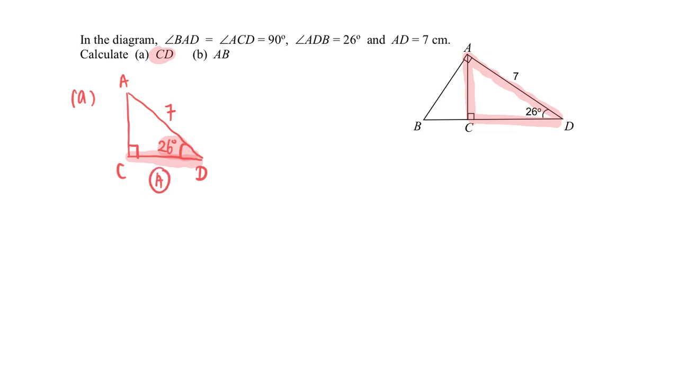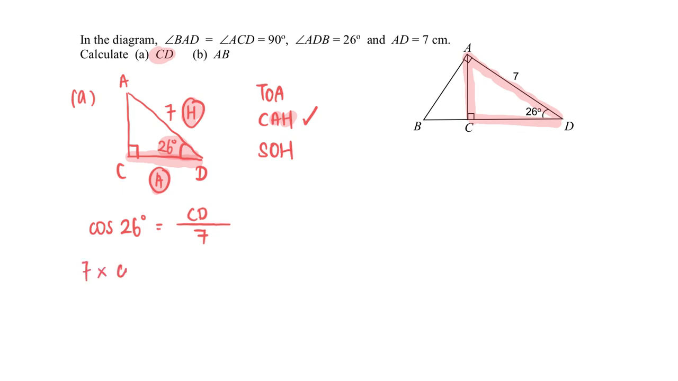This is my A, adjacent side. This is the longer side, H. So given so, I have my A, I have my H. Which ratio do you think we should use? Yes, cosine ratio of 26 degrees is equal to the CD that we are supposed to find over hypotenuse H. And therefore, to find CD, I simply just need to multiply 7 by cosine 26. From here, I can get my answer.